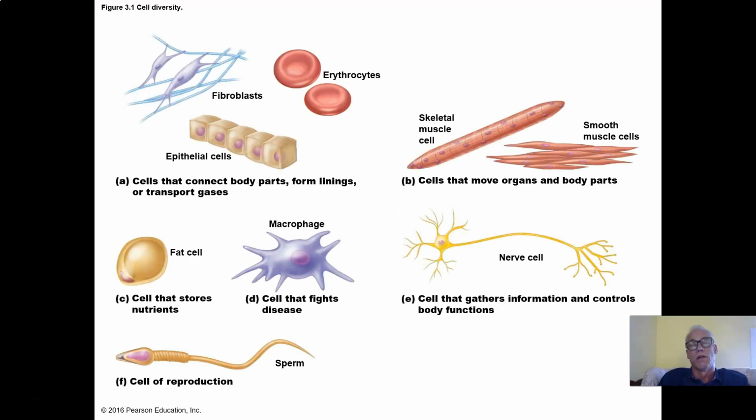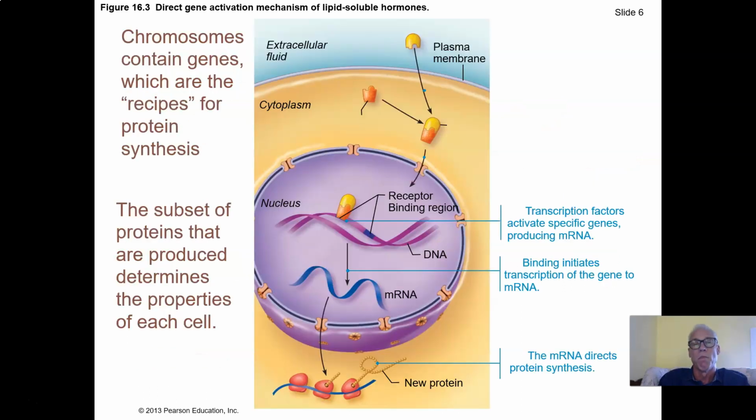Here's just a quick little collection of cartoons that represent some of the different cell types in your body, most of which I think you'll immediately recognize from experiences you've had in studying the cell. So again, all of the cells have the same chromosomes in your body, and the chromosomes are collections of recipes, if you will, codes for synthesizing specific proteins. Each cell expresses a specific set of proteins that give it its properties.